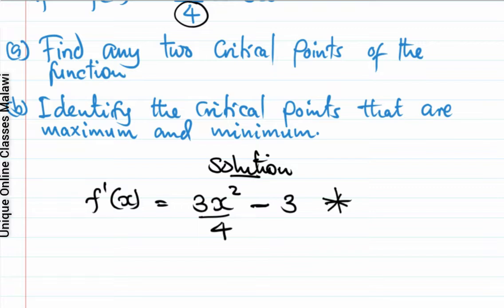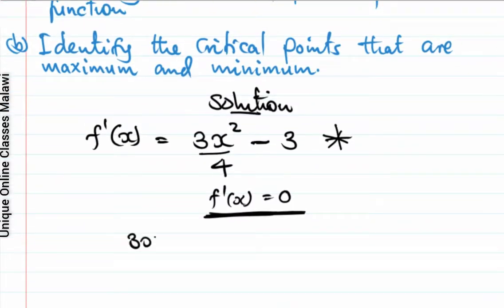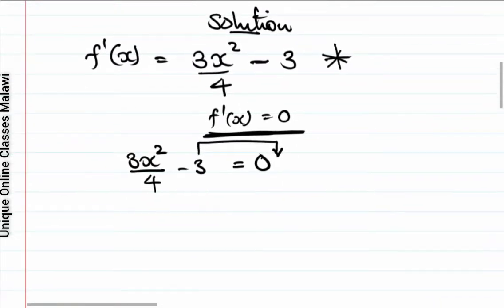Then we need to find the values of x after we equate this first derivative to 0. So you're going to have this one equal to 0, and the values of x are what will be our critical values. So we have 3x to the power 2 divided by 4 minus 3 is equal to 0. So we take the negative 3 across, and it becomes positive, so it will be 3x squared divided by 4 is equal to 3.